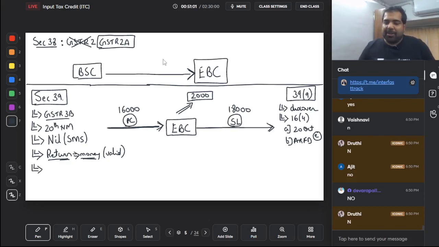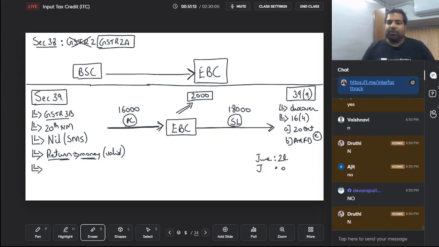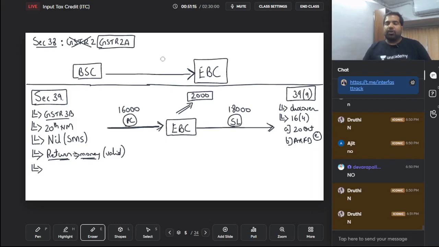Guys, can I file my July return without filing my June return? June I did not want to file because my liability was 2 lakhs. July my liability is 0. Can I file July first? No, you have to go in that order. You cannot file July unless you file June.